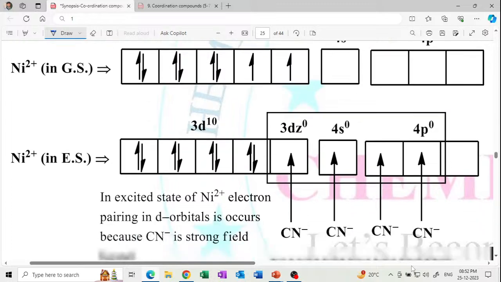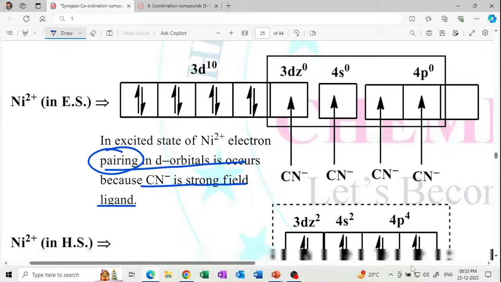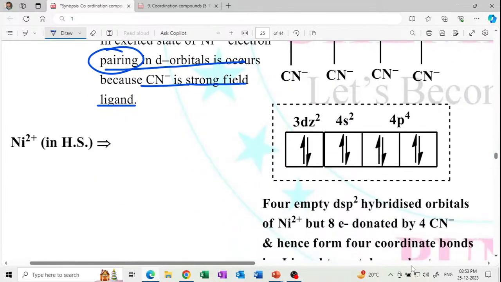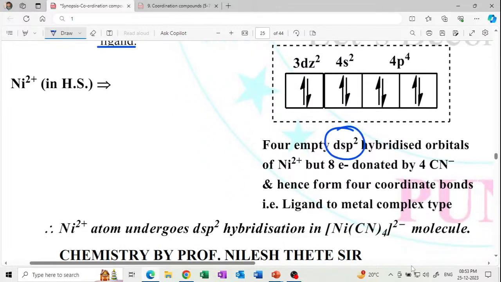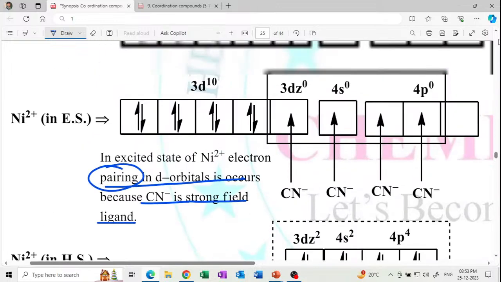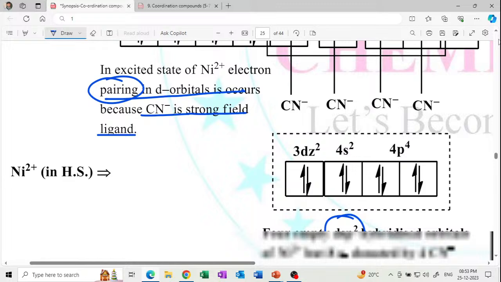Cyanide is a strong field ligand. So pairing in the d orbital occurs, because it is a strong field ligand. Get it? So what type of hybridization is there? Not sp3, not d2sp3. One d orbital is used, along with the s and p orbitals, so this is dsp2 hybridization.